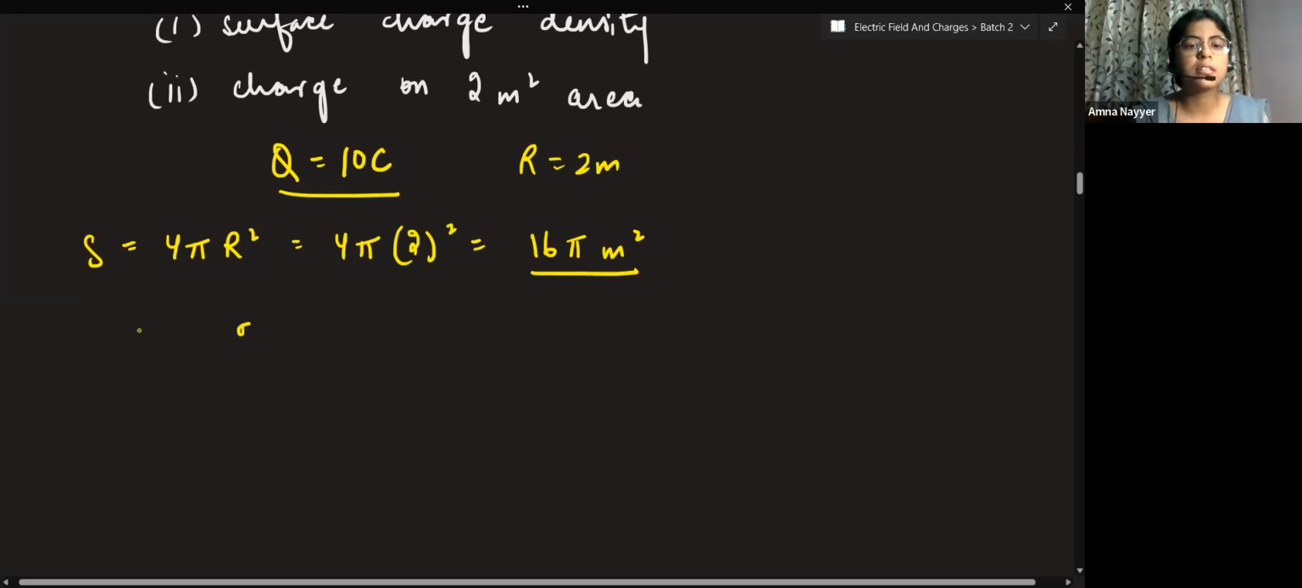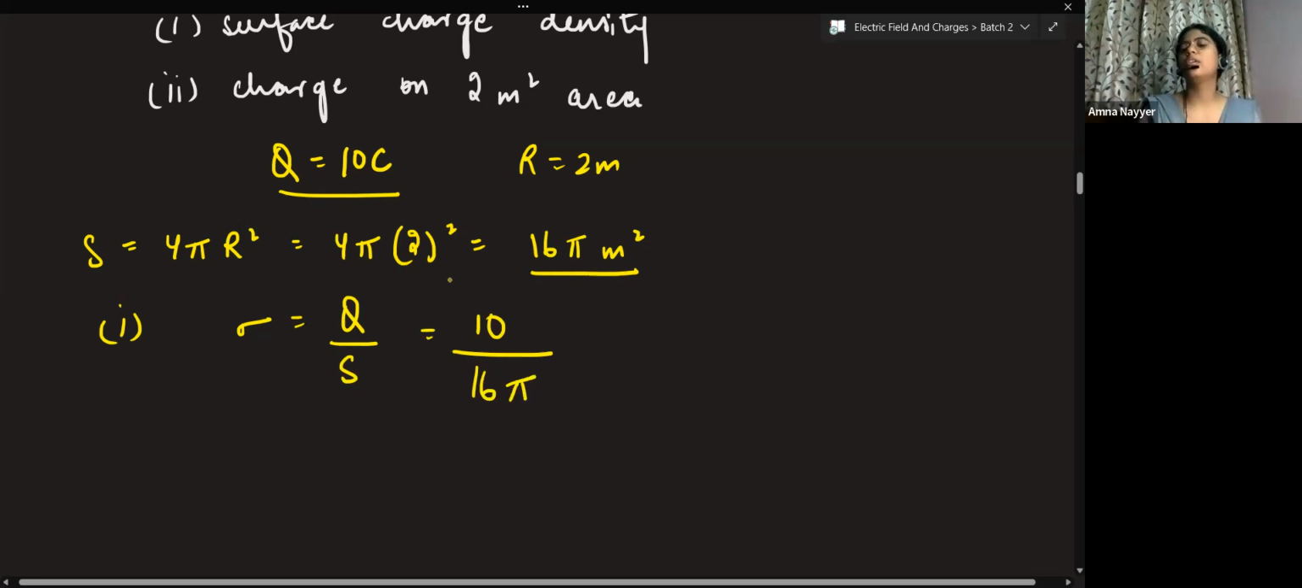What will be sigma? Sigma is simply Q divided by the surface area, the surface charge density. So Q is 10, the surface area is 16 pi. This is your final answer, or you can solve it further. You can divide both of these, so this will be 5 over 8 pi. And then the unit will be coulomb per meter square. This will be your surface charge density.